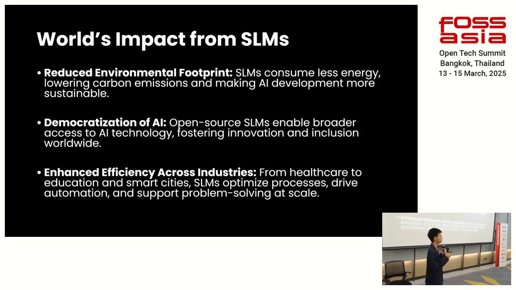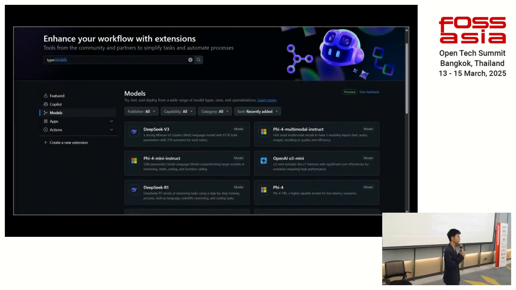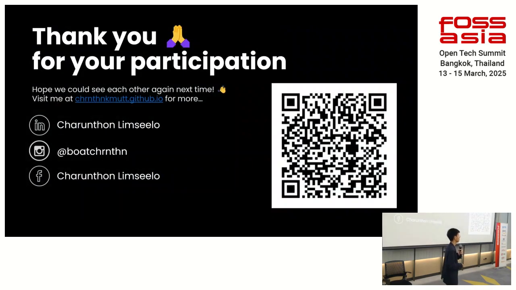In the future, it would impact the world by reducing the environmental footprint, and there will be democratization of AI, with enhanced efficiency across industries. You can use it in education or business. If you're not sure which model you're going to use or apply, I would like to recommend going to GitHub Models and trying to compare the models to make sure which model is best for you. And that's all for my session. Thank you for watching and I hope you have a great day at the event. Thank you.